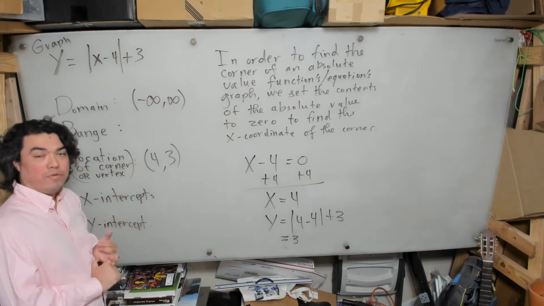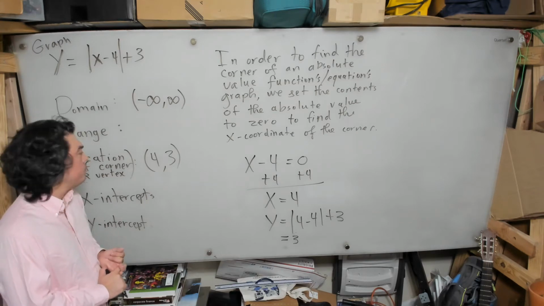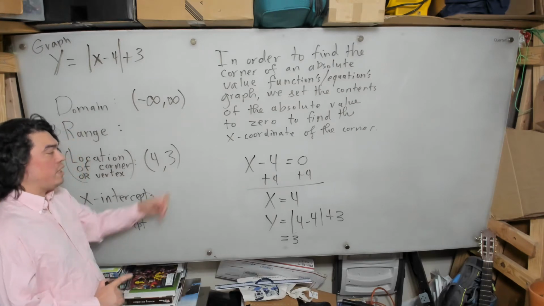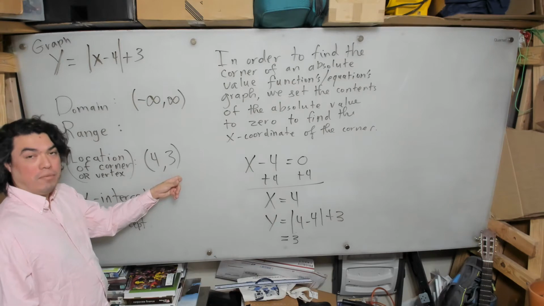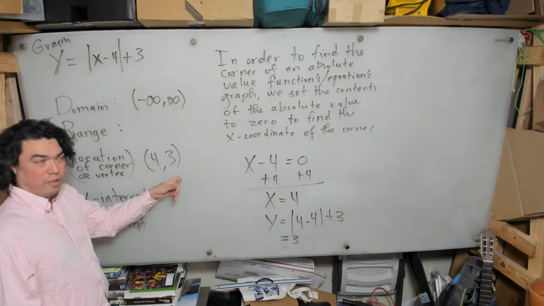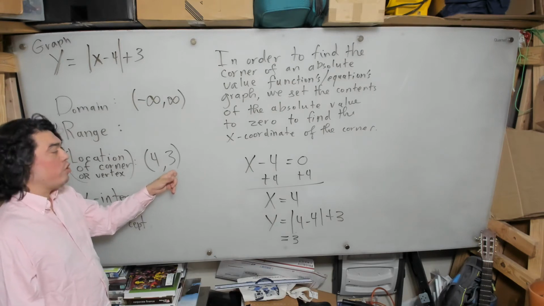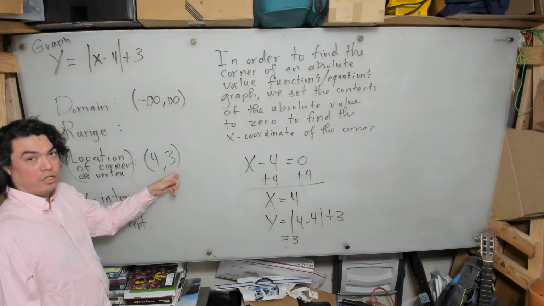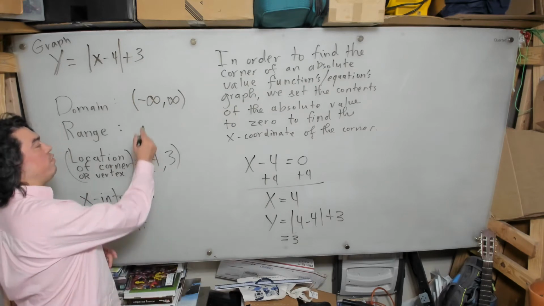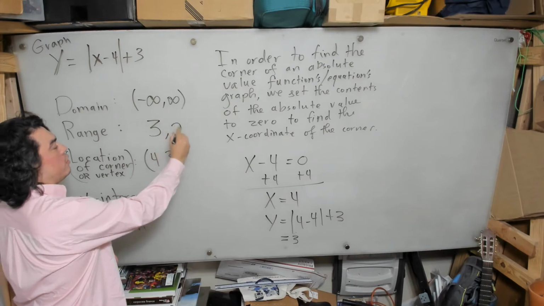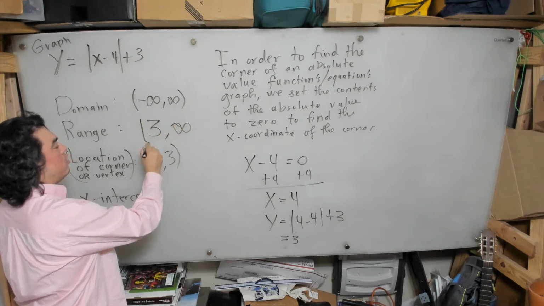So the absolute value function in our case opens up because the corner is the minimum value taken by this absolute value function. We know that the least y is 3. So we know that the range will be from 3 to infinity. Okay?